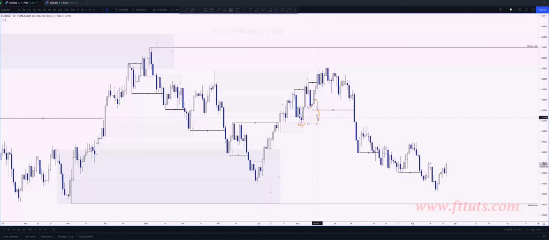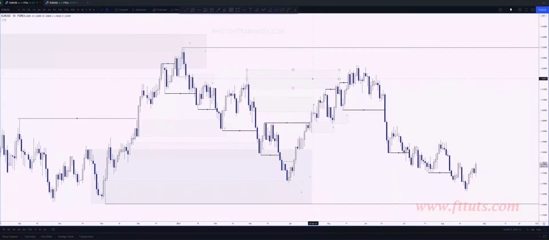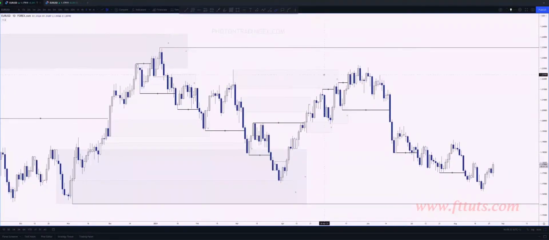So hopefully that makes sense, but it was just something that you will start to get with time and practice. So we get another break of structure to the upside, and then we start to initiate that pullback. So what is price reacting to? It's starting to react to the apex of the top of the weekly range up here.